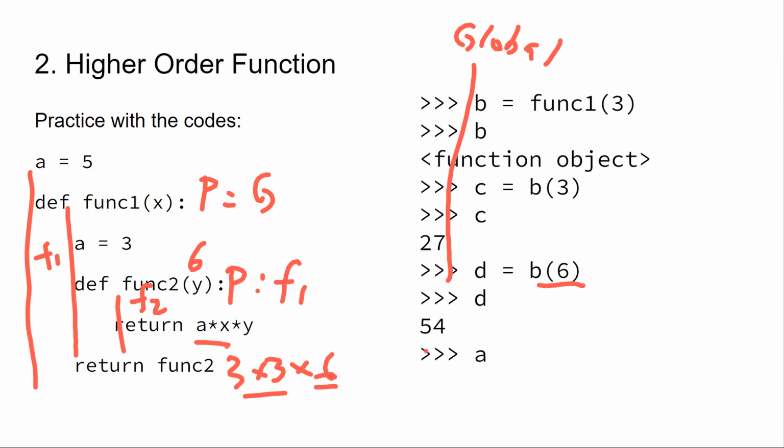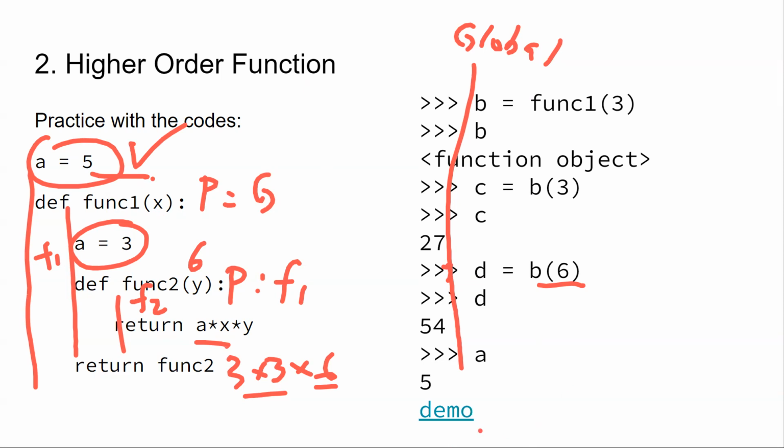And then we have a. Notice that everything we type in the terminal is in the global frame. So we have a is 3 and a is 5 here. Which one do we choose? We choose this one, because the terminal is in the global frame. So it's 5.